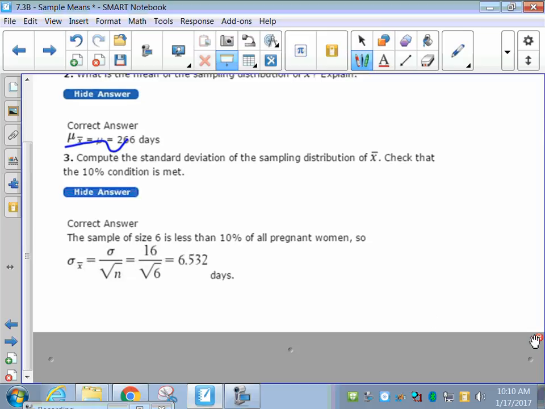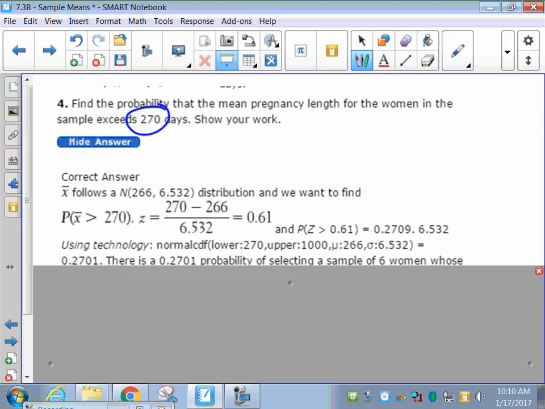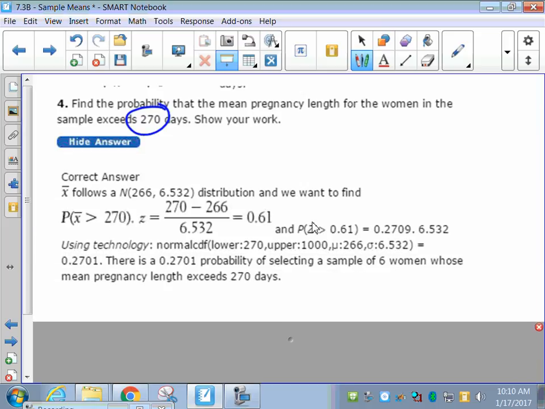And of course, the last part, we're going to calculate some sort of normal, right? Same thing, out of that group of 6 women, what's the probability that their mean length of pregnancy exceeds 270 days? I'm just going to show you guys the same thing, except for we use that new standard deviation, just like before. So there's a less probability. There's a 27% chance that selecting a sample of 6 women where their pregnancy will exceed 270 days. Okay?